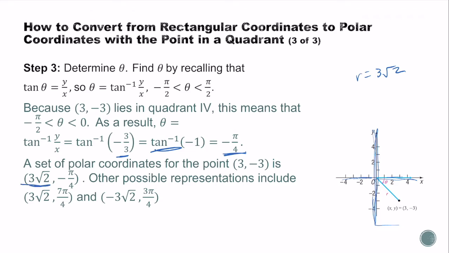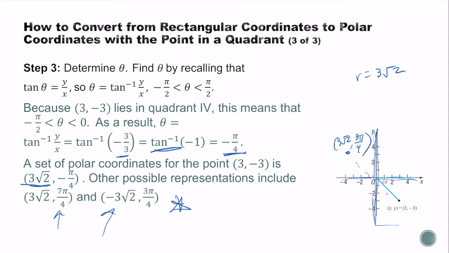Remember, there are other ways I could have written this. I could have written negative pi over 4 as 7 pi over 4, or I could have made my radius negative and gone to this angle over here, right? This would have been the point positive 3 square root of 2, 3 pi over 4. So there's lots of different ways to represent it.